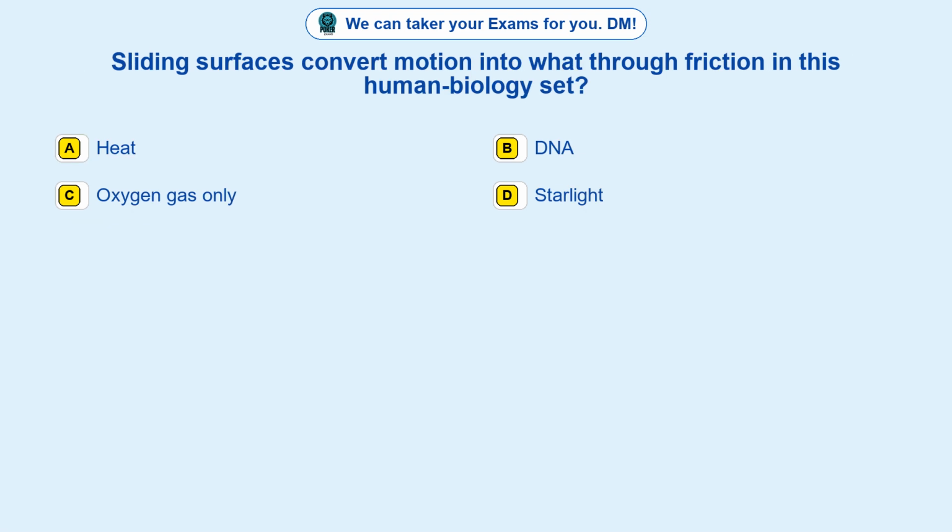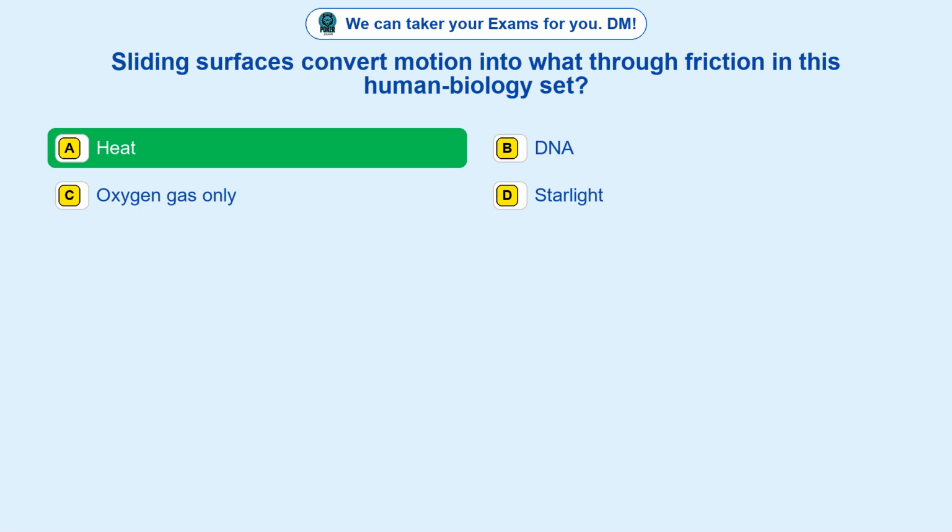Question 64. Sliding surfaces convert motion into what through friction in this human biology set? Option A, heat. Option B, DNA. Option C, oxygen gas only. Option D, starlight. The correct answer is option A.